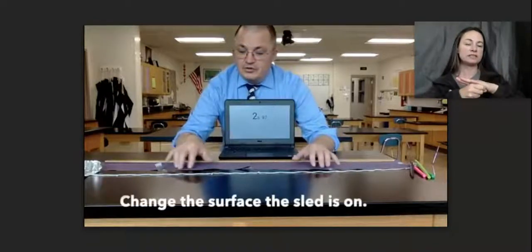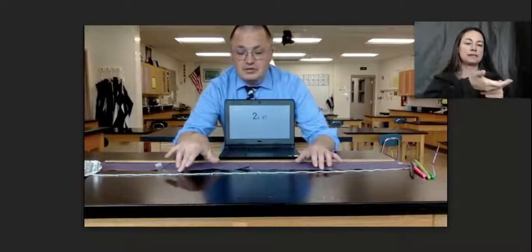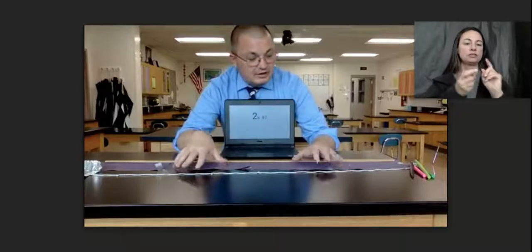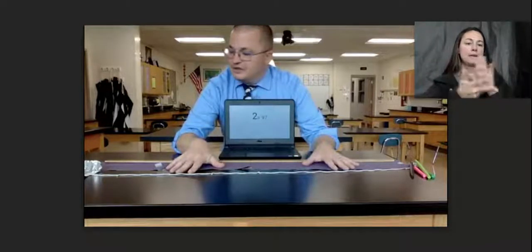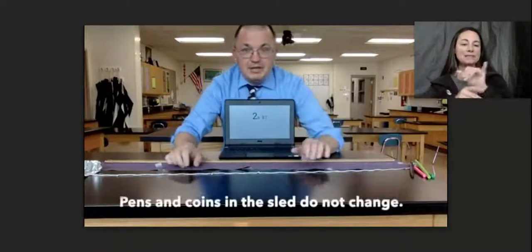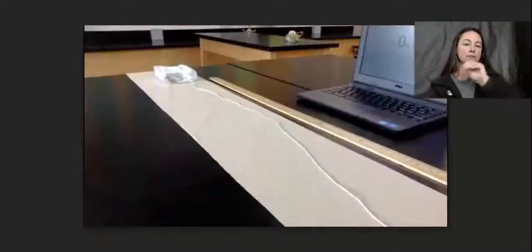And the third is that our experiment is going to have to do with changing the surface that we're doing this on. So instead of doing it just on the smooth desk, we're going to change it so that we're doing that on sandpaper and on regular paper towels as our surface, and keeping the same number of coins and the same number of pens in the pens and the coins in the sled.